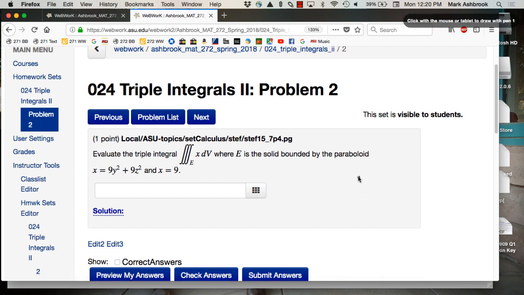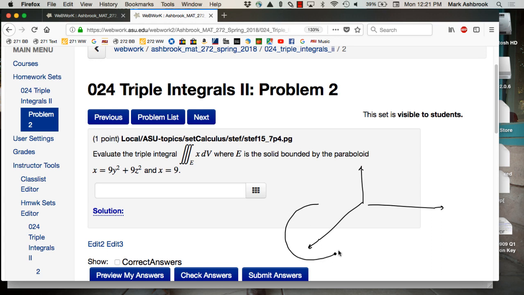So our region, our solid, x equals 9y squared plus 9z squared, a paraboloid. How does that open? Positive x-axis. And is it circular or elliptical? Circular, because these coefficients are the same, right? If you divided or multiplied by different values, then you'd have elliptical. So we have this circular paraboloid.